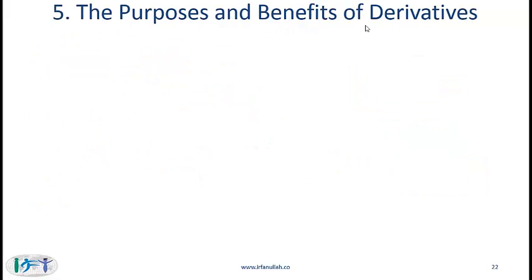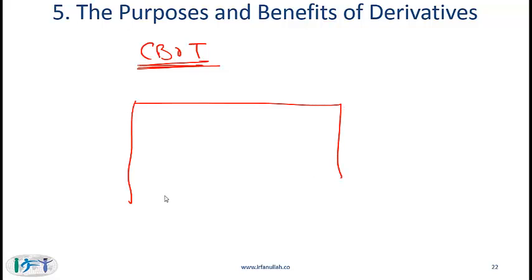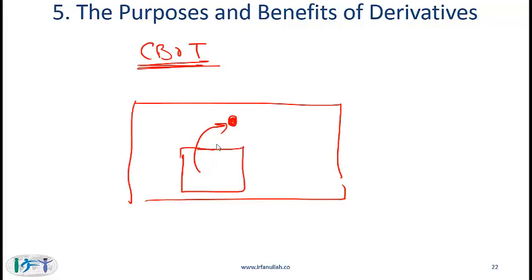The purposes and benefits of derivatives. Before we get into the specifics, let's take a look at how the Chicago Board of Trade was formed. Let's say this is the United States and this is Chicago. In the mid-19th century, Chicago was becoming a hub for agricultural products. Farmers in different parts of the country, generally in the Midwest, would bring their corn and their wheat and their soybean to Chicago and sell it here.